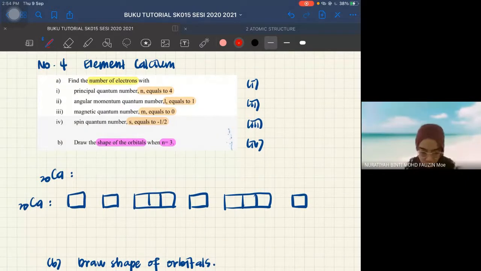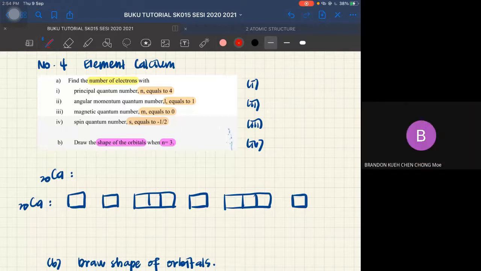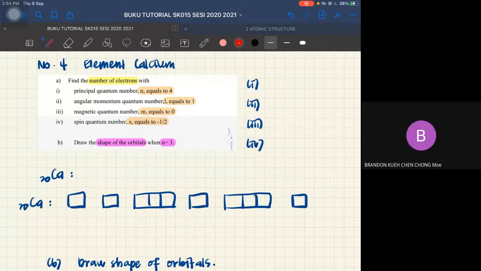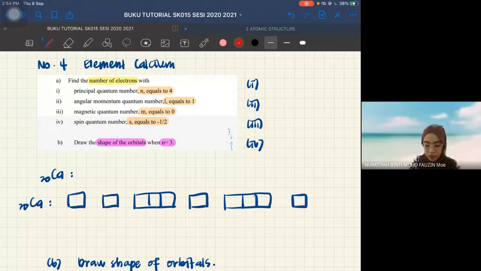So number 4. Element is calcium. Find the number of electrons with principal quantum number equal to 4. So the first thing we should do is to write down the SPDF notation or draw your orbital diagram. So calcium has 20 electrons. Right? Calcium atom. Okay, so what is the SPDF notation? Can you tell me? 1S?